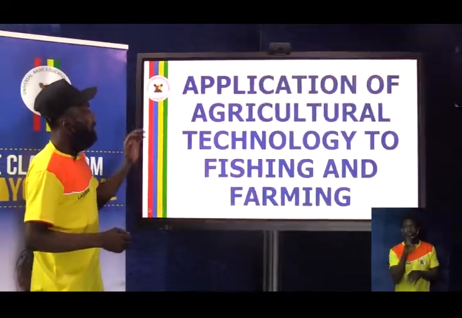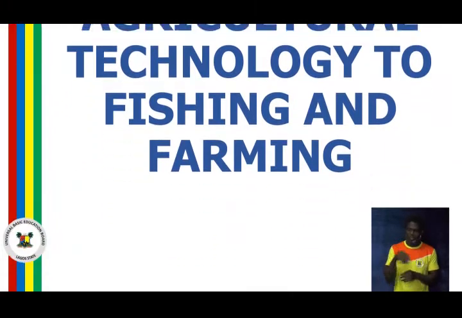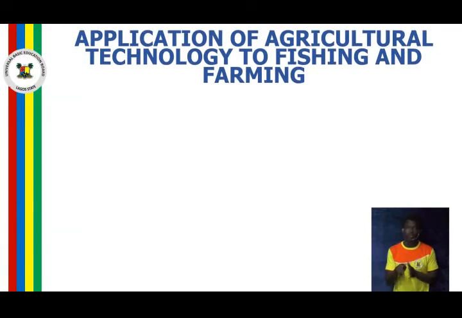Now let's look at the applications of agricultural technology to fishing and farming. The areas where we apply agricultural technology in fishing and farming. Let's look at some areas there. The first one is that in today's farming, we use insecticide to kill insects so as to improve the quantity and quality of crops. When you do that, the quantity and quality of the crops will be improved. That's one application of agricultural technology in farming.